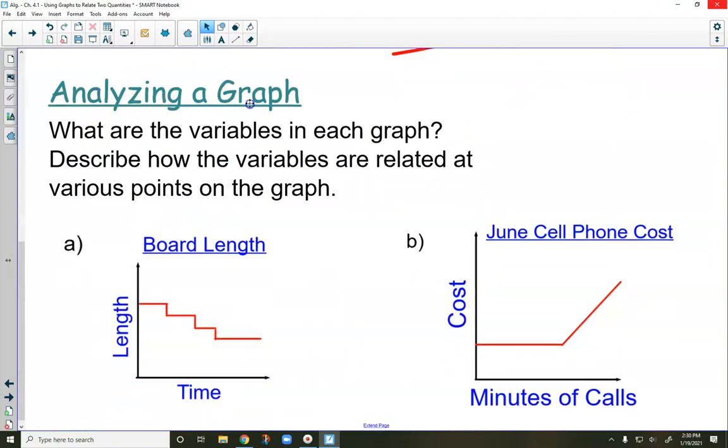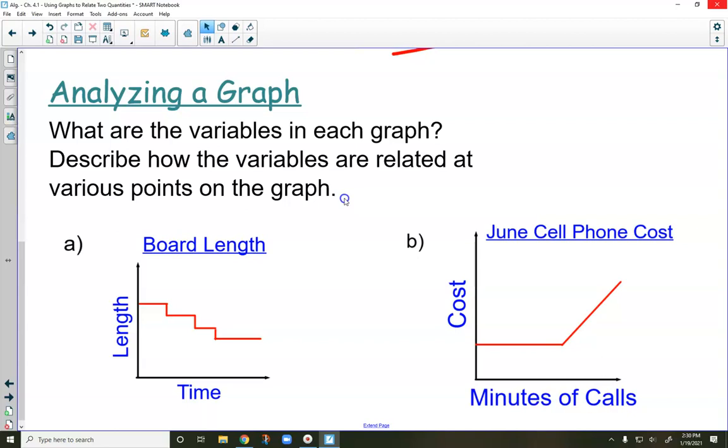This is analyzing a graph. What are the variables in each graph? Describe how the variables are related at various points on the graph. Right now, you could pause this video and try to do these problems on your own. Determine the variables and think about what you think is happening in each graph.